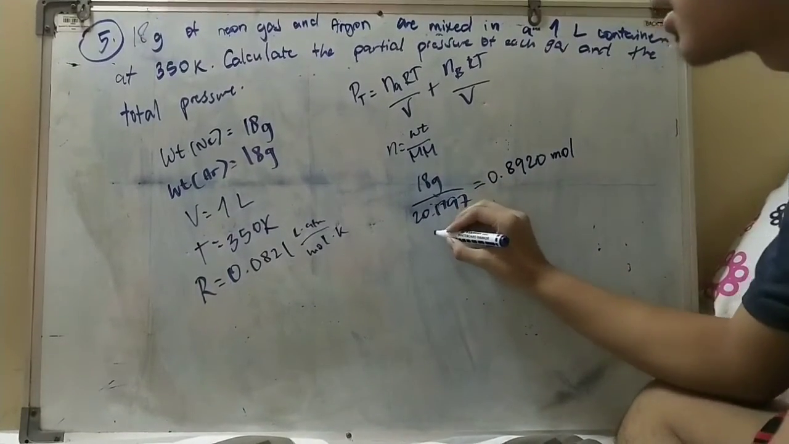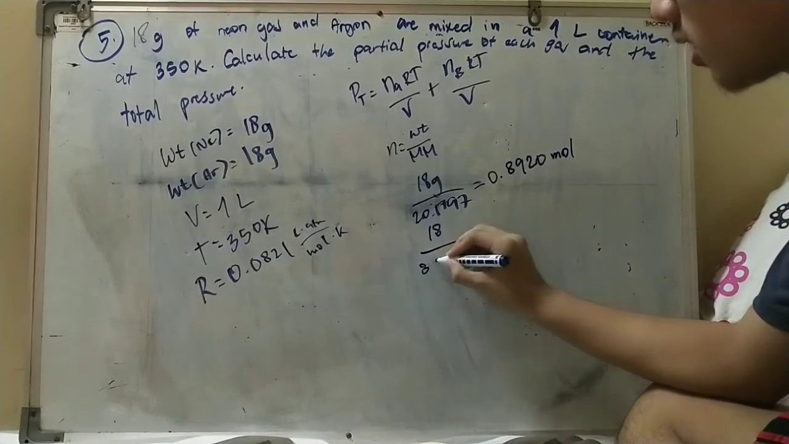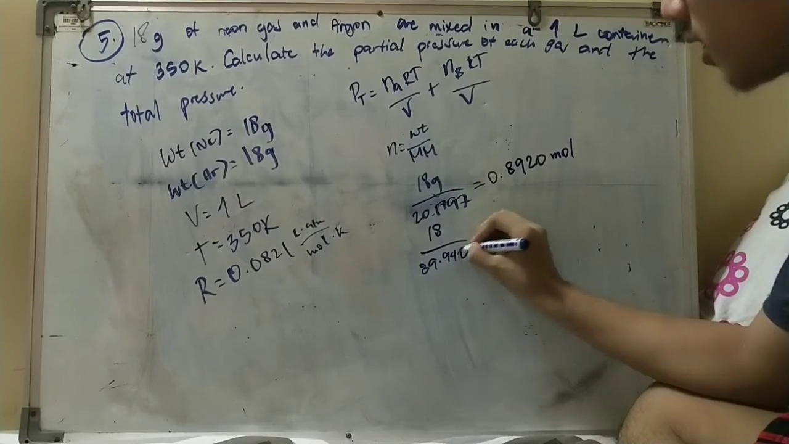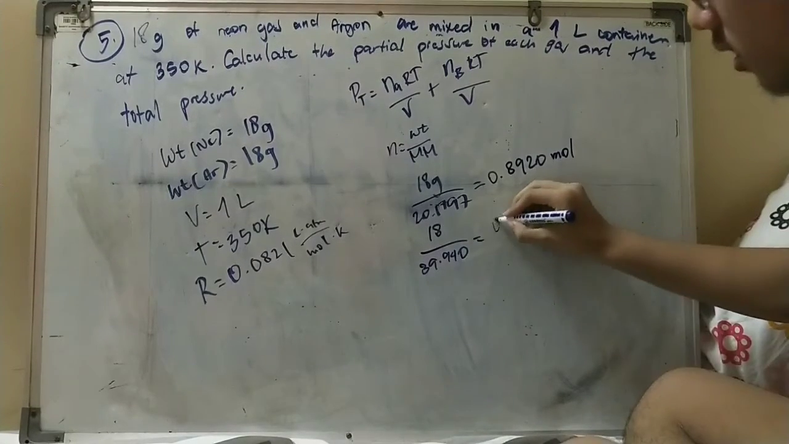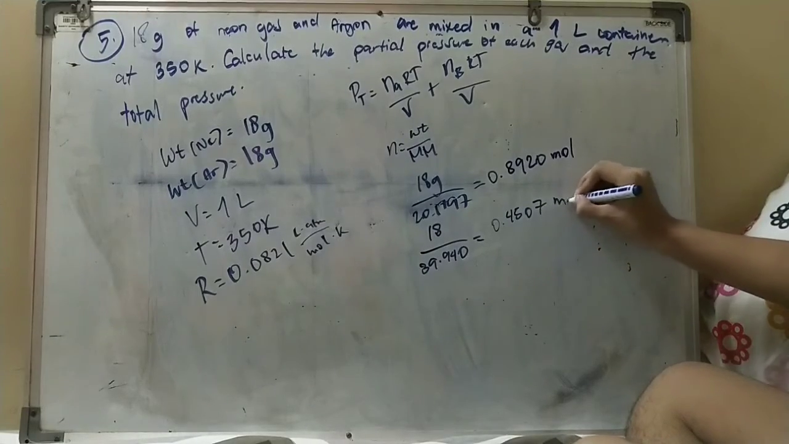Now, let's divide argon by its molar mass, which is 39.940, giving 0.4507 moles.